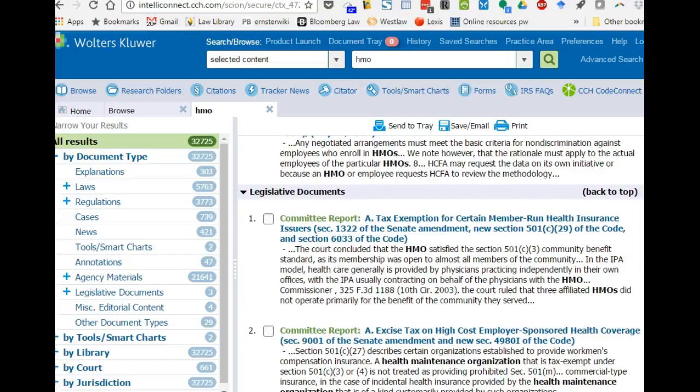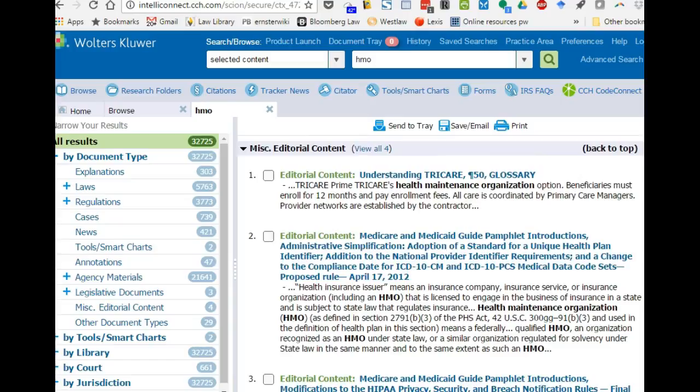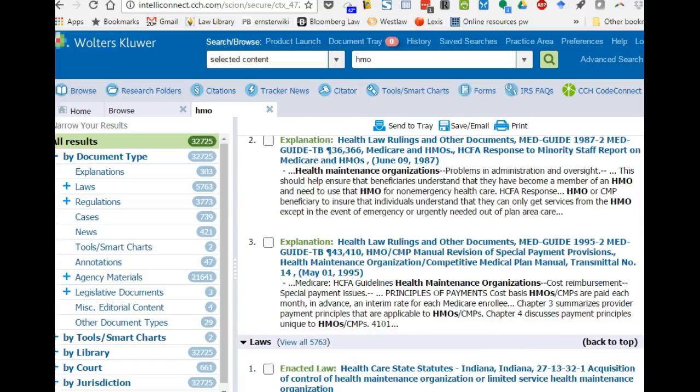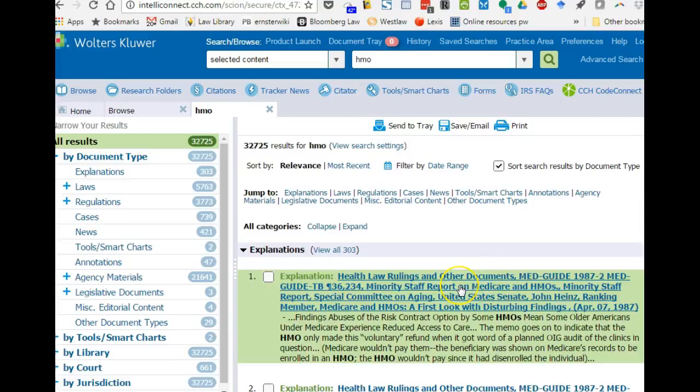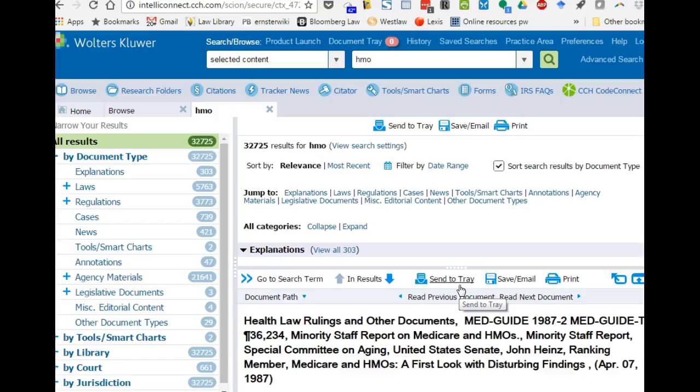Legislative history, legislative documents. So you get the idea. But once again, these are all out of context. So if we were going to look at a particular explanation, again, I would want to take a look at the context, at the table of contents, and I would see this is actually from the Med Guide, and it talks about Medicare, so that isn't relevant for us.